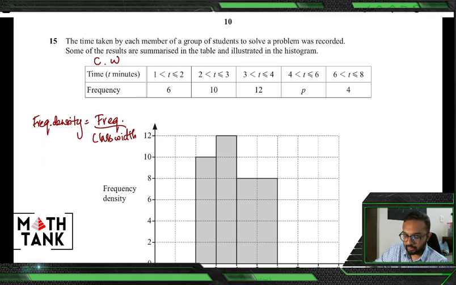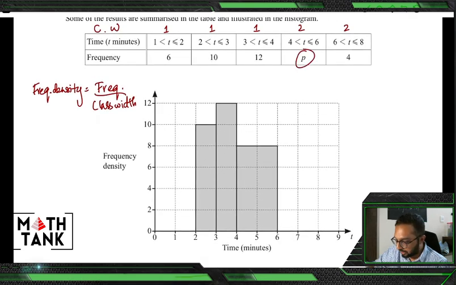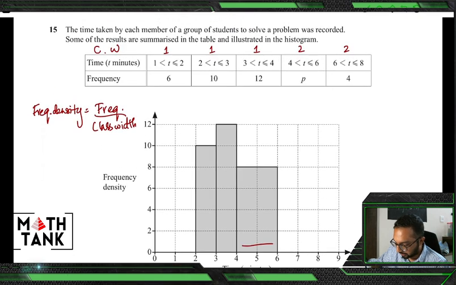So 2 minus 1 gives me 1. 3 minus 2 gives me 1. 4 minus 3 gives me 1. 6 minus 4 gives me 2. So I can have different class widths for different classes. So let's see. I want to find the value of P. Do I know its frequency density? Let's check. This is the class that I'm talking about. 4 to 6. I know its frequency density.